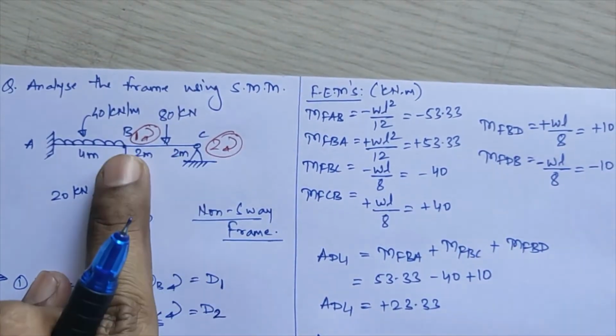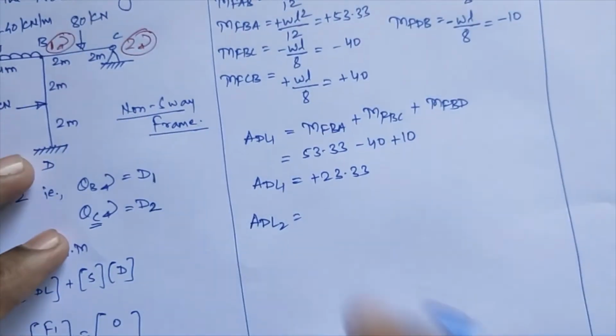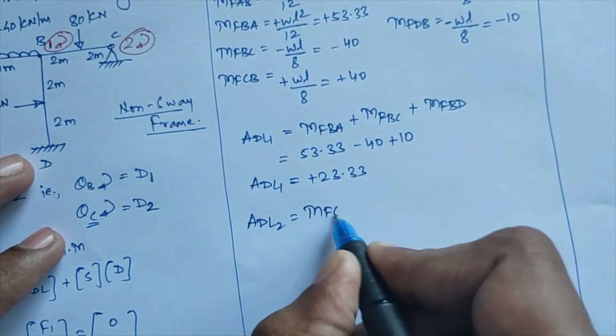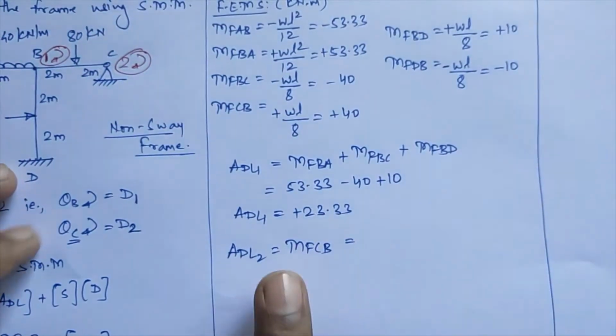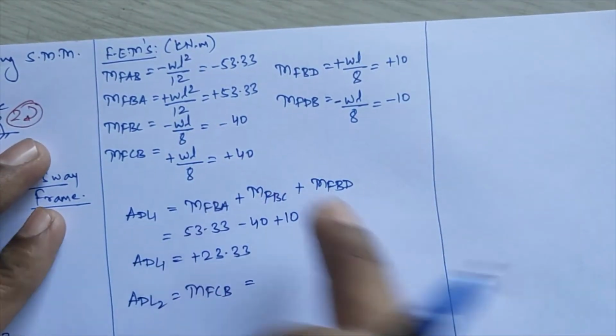ADL2 value that will be for just the CB member that we have marked over here. Okay, so ADL2 will be your value of MFCB, and MFCB I am getting equal to plus 40.